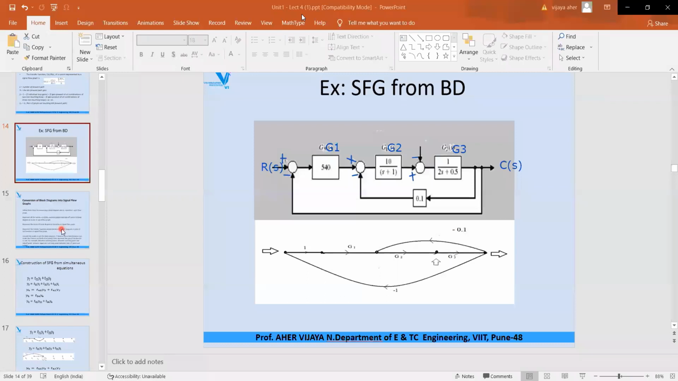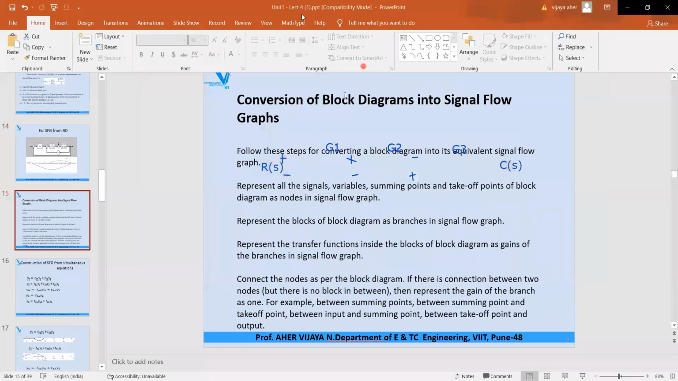Yes, please draw this block diagram and signal flow graph. First example: how to draw an SFG from the given block diagram. So this is how you can convert your block diagram into a signal flow graph. So this is the signal flow graph. Now these are some points you have to remember. Please note this while converting a block diagram into a signal flow graph.